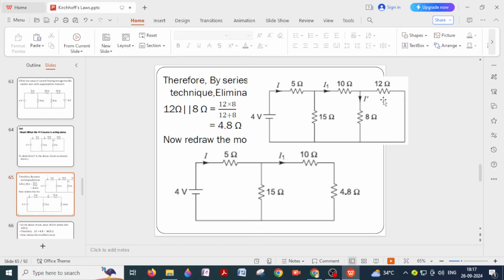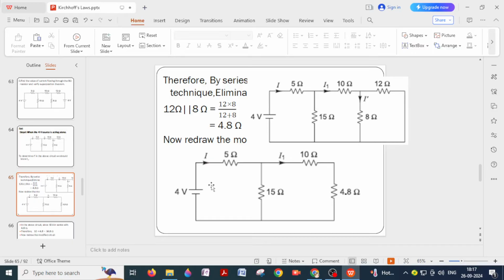So, in order to eliminate this parallel path, simply determine the equivalent resistance of these two parallel branches, that is 12 into 8 by 12 plus 8, that is 4.8. Okay. So now the above circuit is modified as this circuit. Here I have drawn a single resistor of 4.8 ohms.